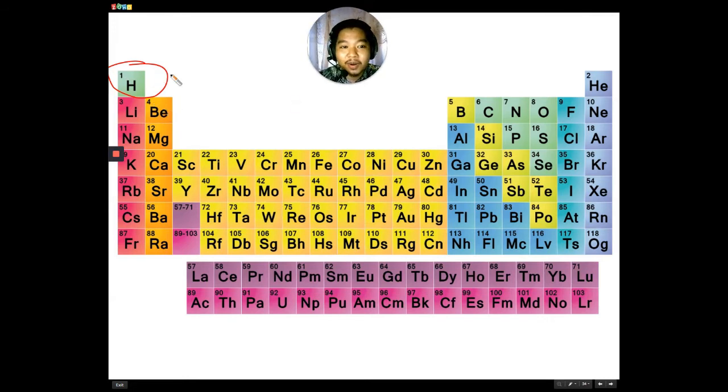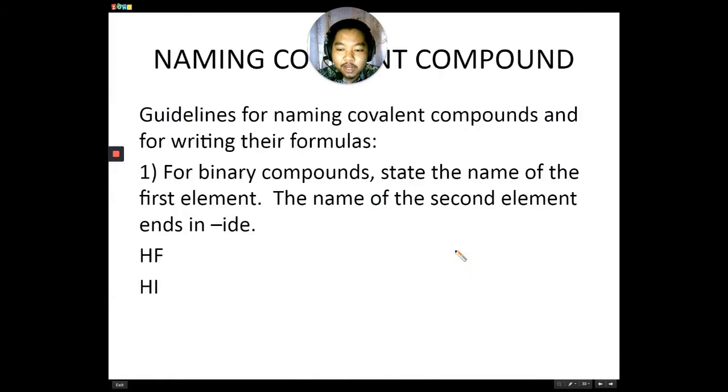Anyways, that's the color. I don't want you to rely on colors because different periodic tables have different sets of color, just to separate them. Meron naman yung mga legend sa baba. Sana all legend. So, going back, again, similar siya sa ionic compound.